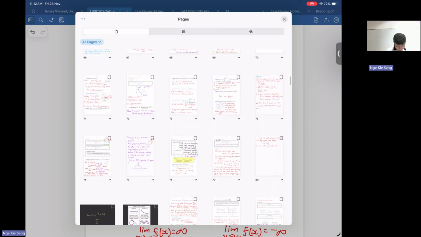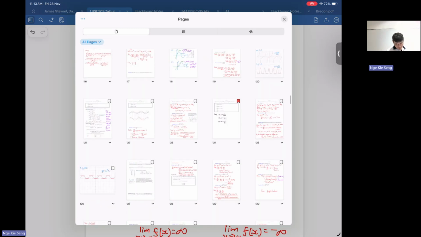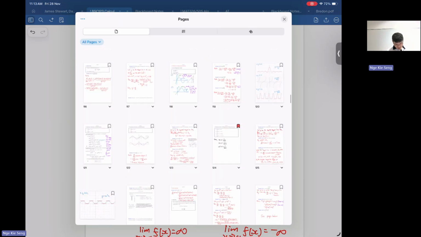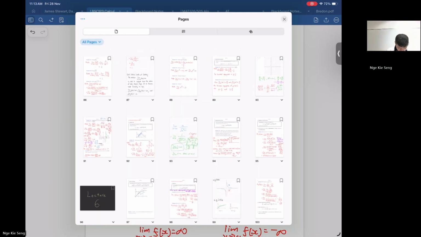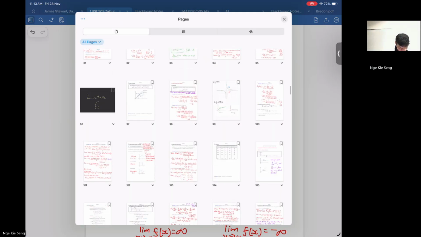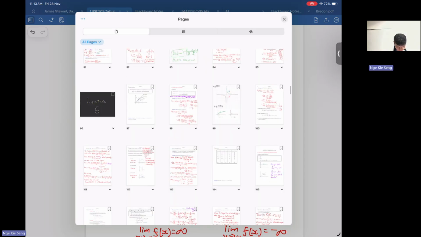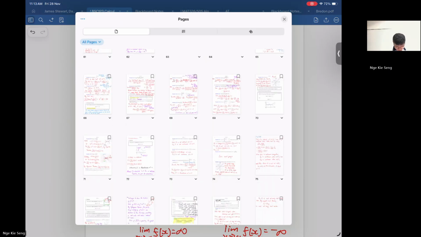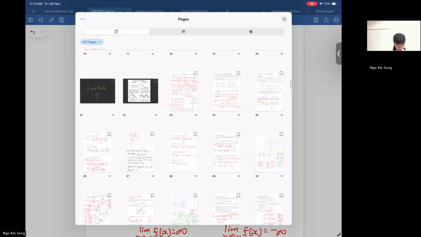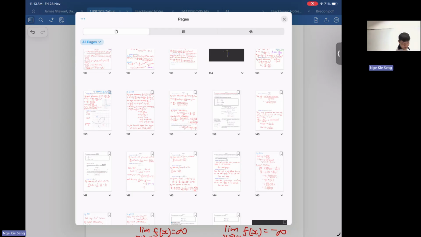I have also a question. Is linear approximation in chapter 3 important for the exam? We cannot say which one is important or not, but just wait. Which function again? 4.26.